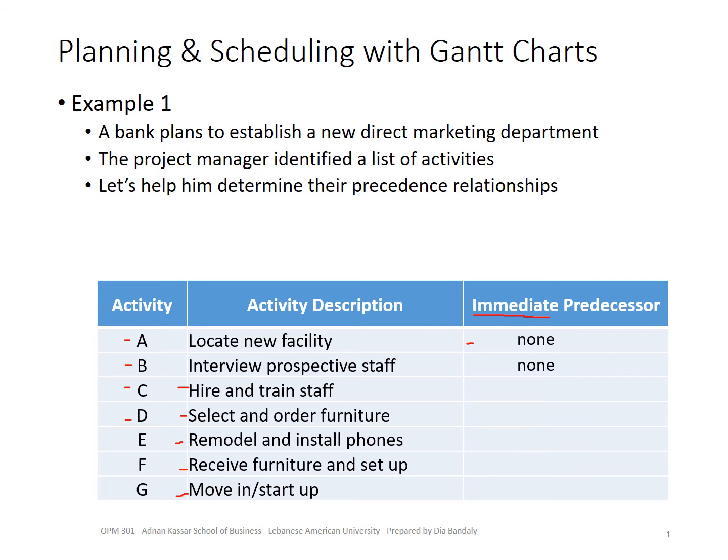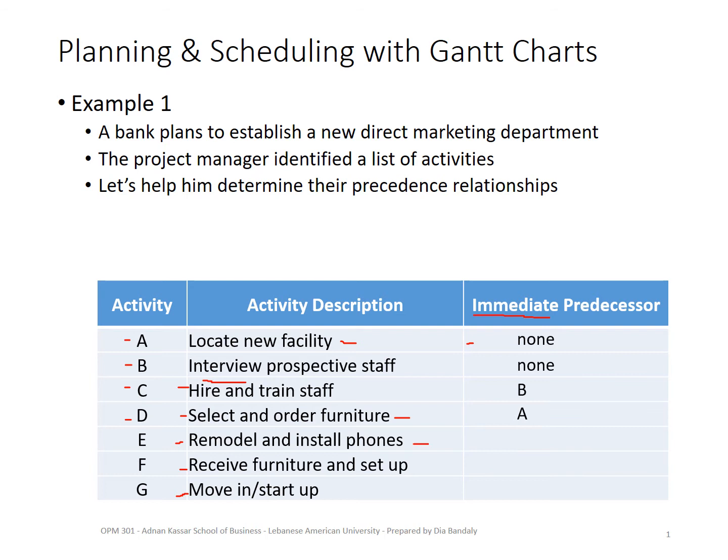They can go simultaneously. C, hire and train staff. What do you think? Of course, it has B as immediate predecessor, because first I'm interviewing these staff, and then I decide whom to hire, and then train these people. D, select and order furniture. Does it have an immediate predecessor? Yes, it has A. Why? Because I cannot select the furniture until I see my new facility. Otherwise, how can I select the furniture?